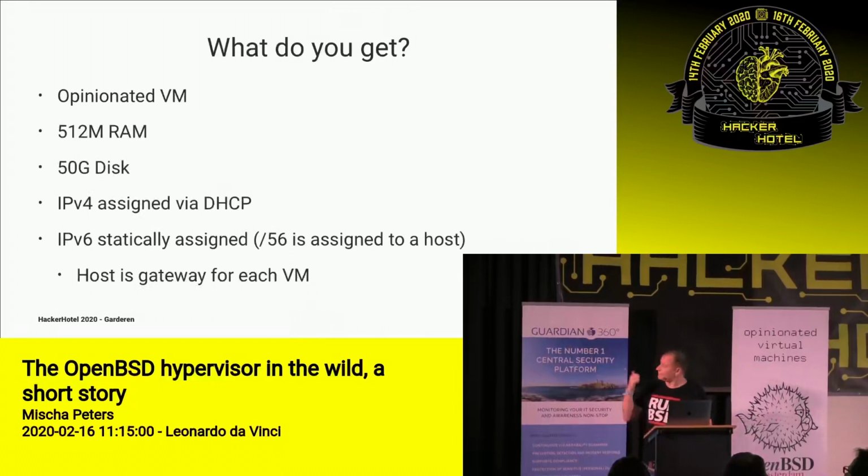And you get, by default, 512 meg of RAM. You can get more if you want, 1 gig. You get 50 gig of disk space. You can also get more. You get 1 IPv4. You can get more. Not a lot of people have done that. And you also get an IPv6 range. And the idea is that the host is the gateway for all the VMs.